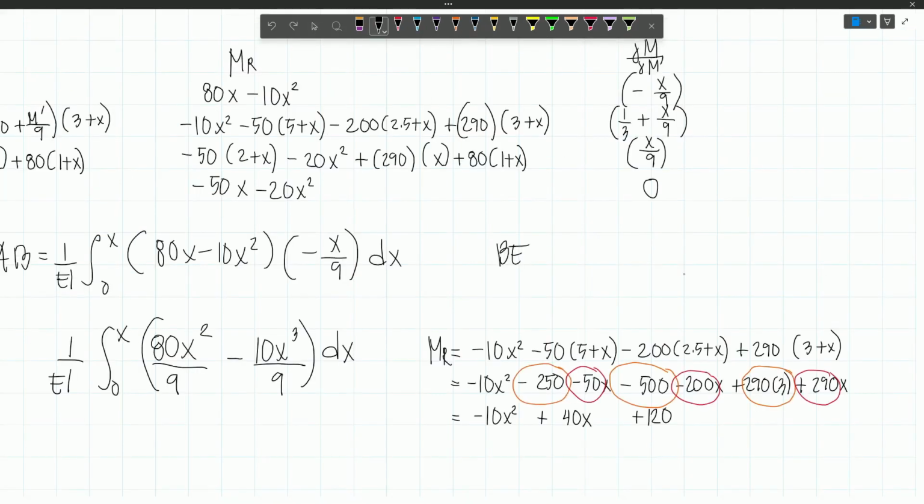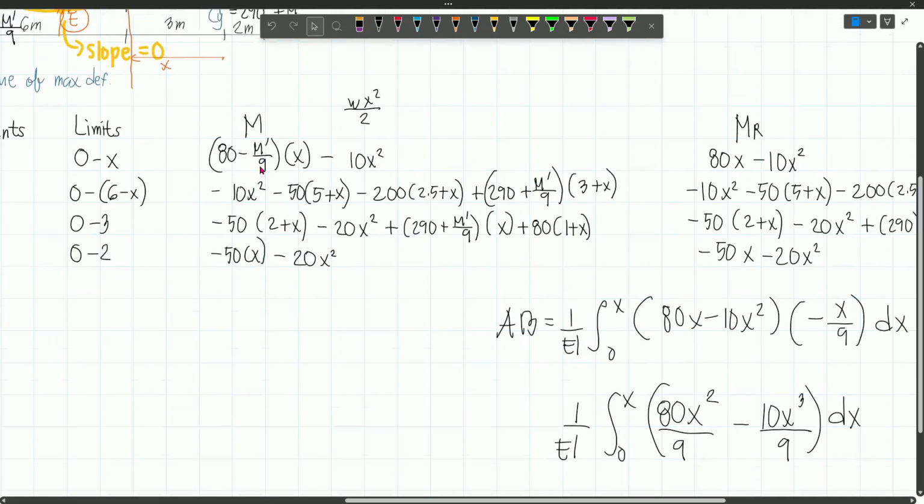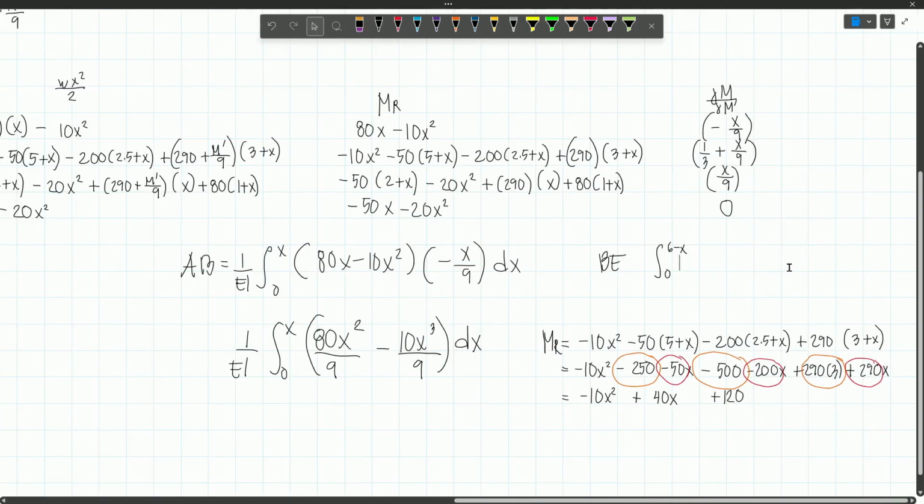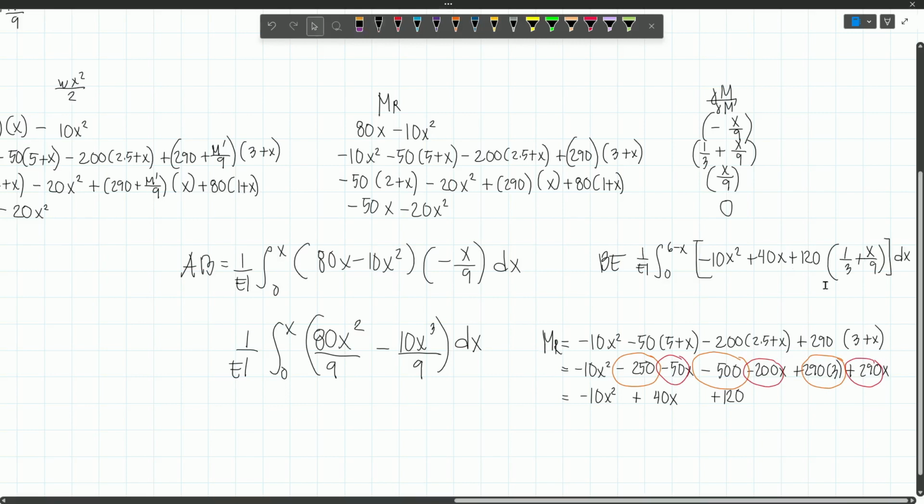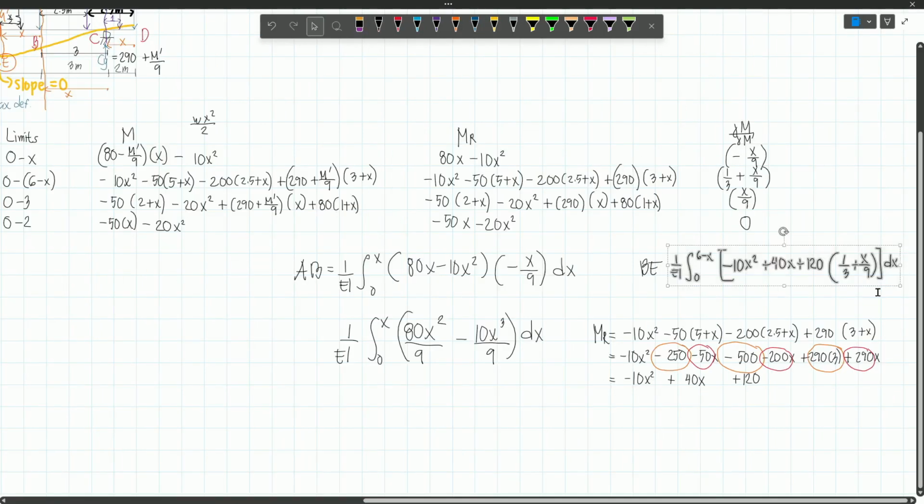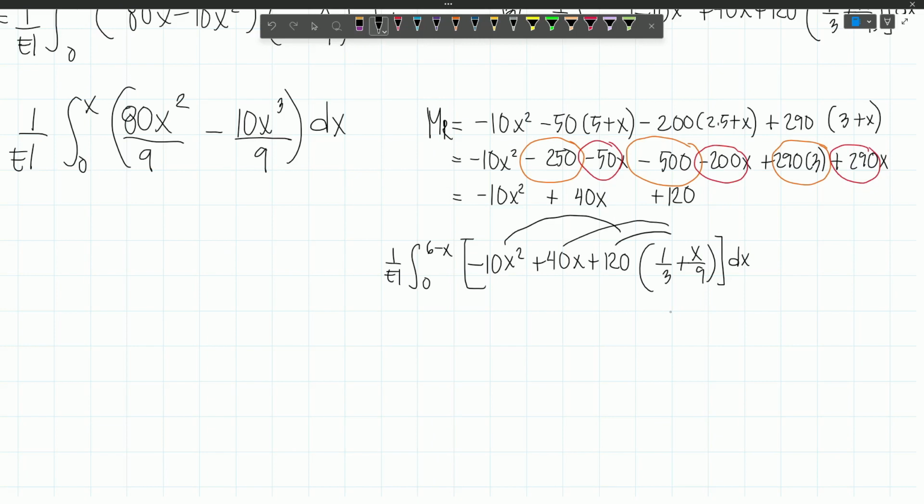And so, we will integrate from 0 to 6 minus x. Again, because this is the limit. And then, let's copy MR, which is negative 10x squared plus 40x plus 120. And then, we will multiply this by 1/3 plus x over 9. And then, we can further expand this one. So, let's copy this. Let's distribute this one, all of it, essentially. So, this will become 1 over EI from 0 to 6 minus x.